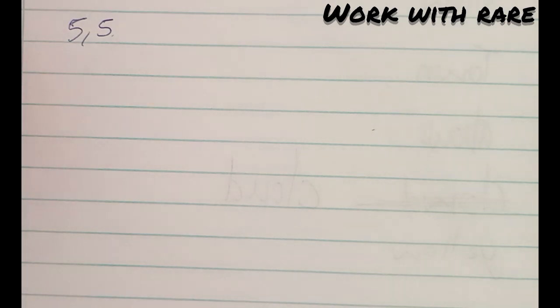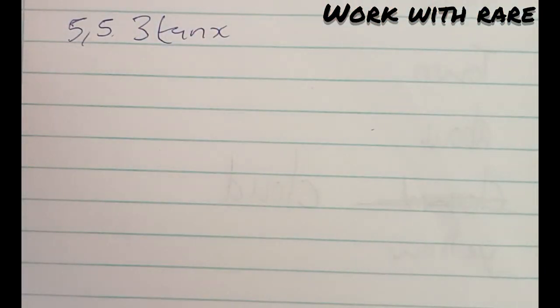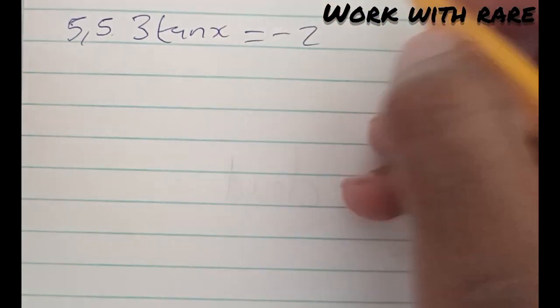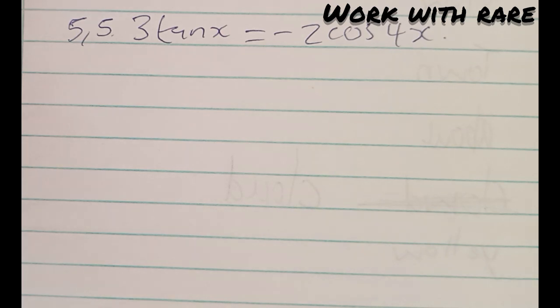Okay, so the other question, now we are doing 5.5. Yes, it's visible. So 5.5 says we are given 3 tan x is equal to negative 2 cos 4x. I know some of you will be surprised, why 4? Why not 2? Because on double angle they use 2. Why now 4? So watch and learn.